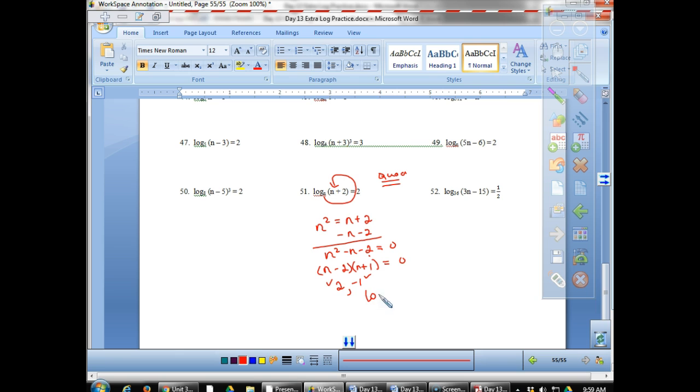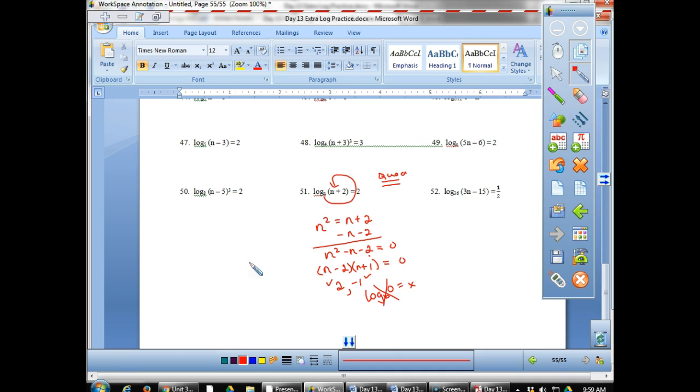You cannot take the log of 0. No matter what the base is, you cannot do this. Because remember, the base cannot be 0. There's no way to raise that to a power and for it to equal 0. So you cannot take the log of 0.